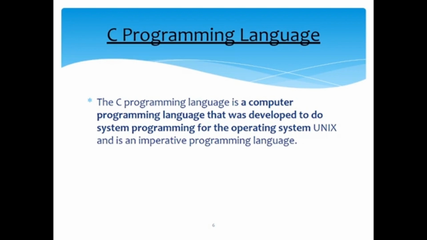What is the C programming language? There was an operating system called Unix. In order to do system programming in that Unix operating system, we need a programming language. So that's why the C programming language was invented, to interact with the computer using the operating system Unix. And it is an imperative programming language, which is a base language to learn further programming, to learn the main concepts of programming, and to learn further specializations related to programming.